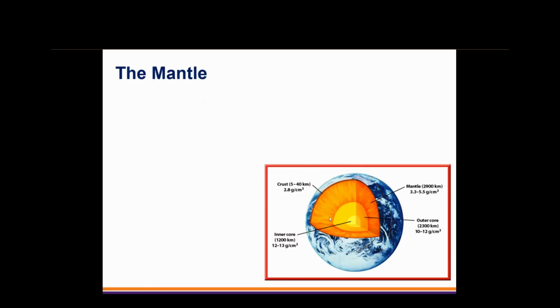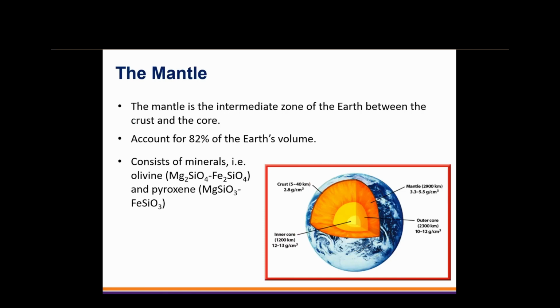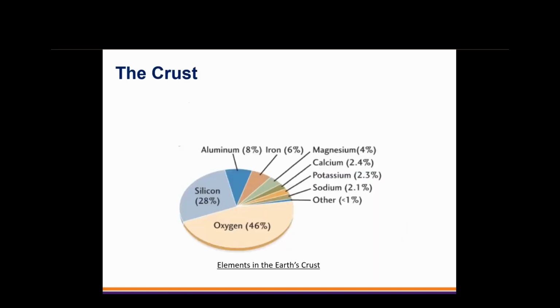And then next we have the mantle here. The third layer. The mantle is the intermediate zone of the Earth between the crust and the core. It accounts for 82% of the Earth's volume, and it consists of minerals such as olivine and pyroxene. And then we have the crust, which is the outer layer of the Earth. The crust is composed mainly of silicates and aluminates.